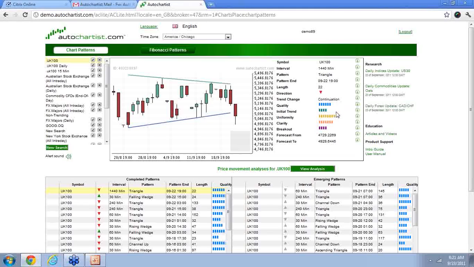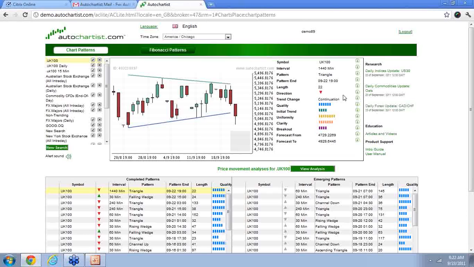We have initial trend, uniformity, clarity, breakout in our forecast zone. Okay, I went through that quickly because you have the ability to click on this I button and it'll tell you specifically what that indicator means.